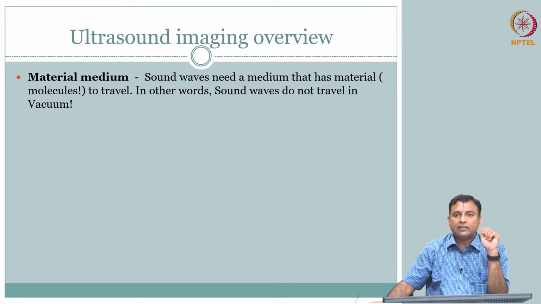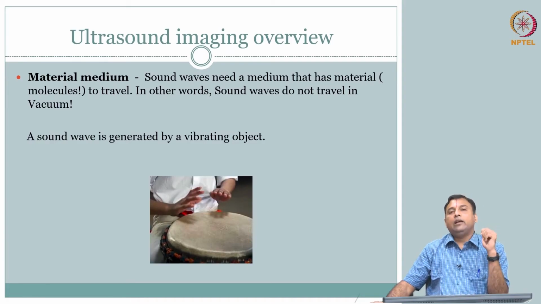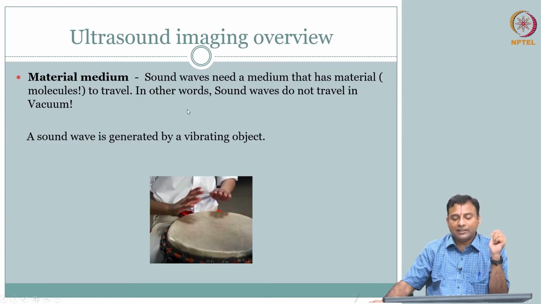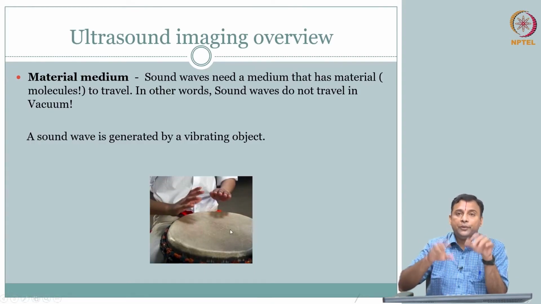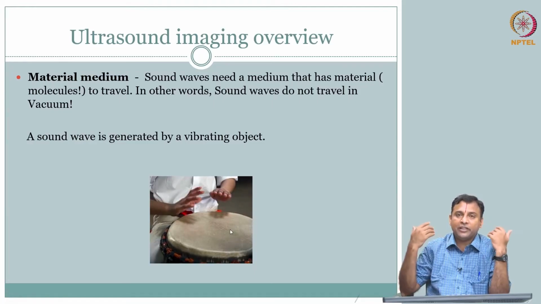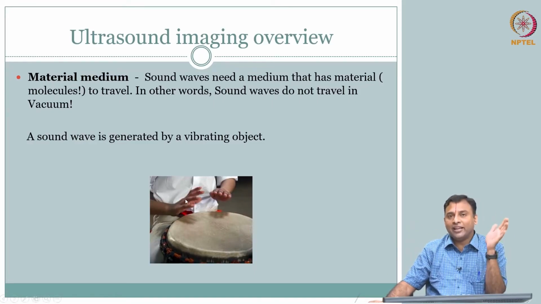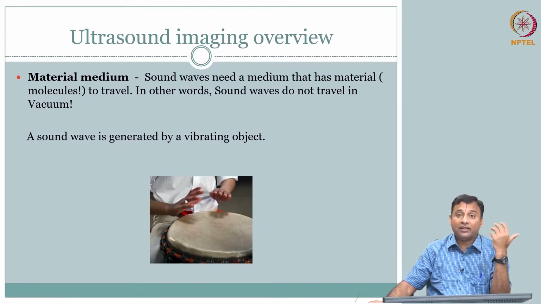This is something that is kind of overlooked, but it will play an important role. This is our material medium. So how do you generate a sound wave? You need a material medium. A typical example: you have a drum, you tap it, it vibrates, the energy moves to your eardrum, which vibrates, and you interpret that. So a sound wave can be generated by vibrating objects.